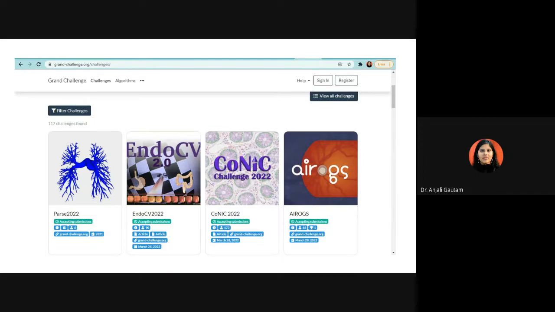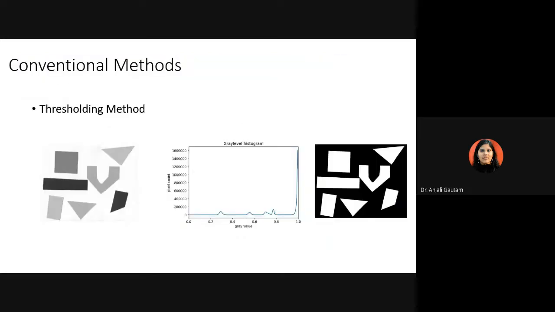Like here, PARSE is generally for pulmonary artery segmentation. The other one is the endoscopy artifact challenge. The other one is colon nuclei identification. Then the other one is AIROGS, which is the robust glaucoma screening challenge. Okay, so now, as we have seen the datasets and the tools, let's look at the conventional methods.